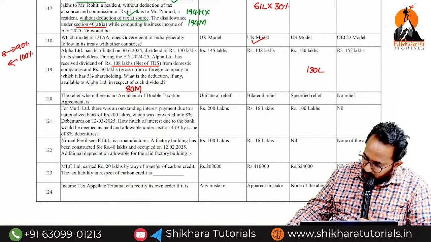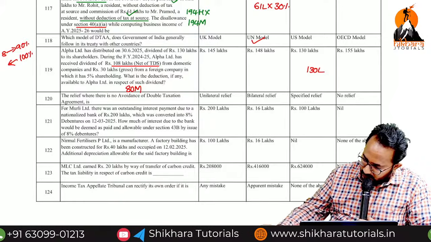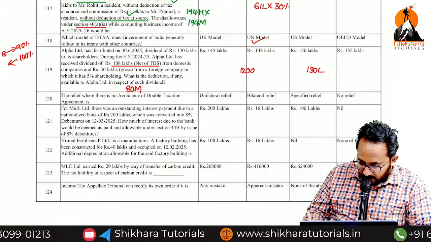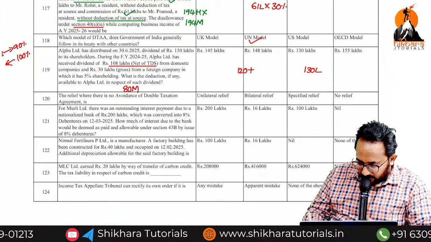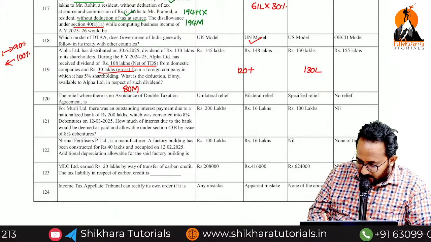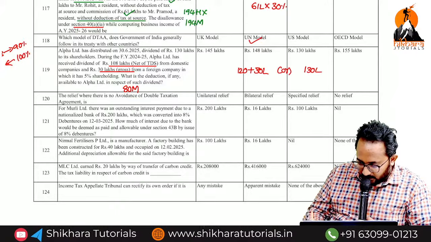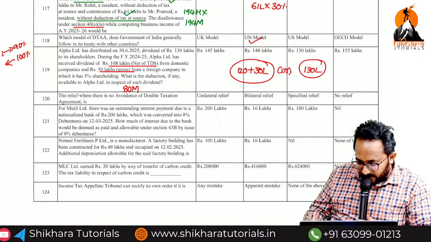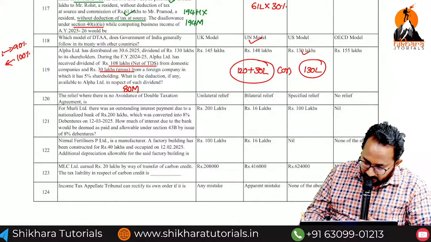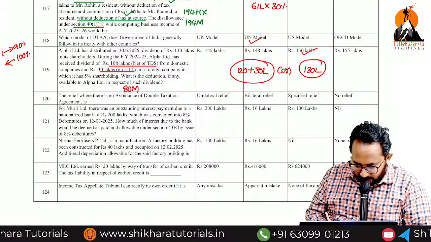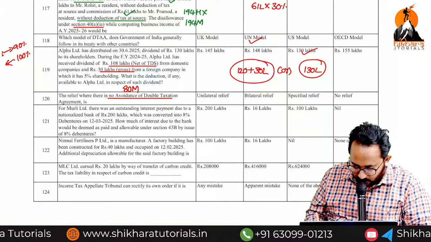108 into 100 divided by 90, 120. Along with this 120, we received one more dividend from the foreign company. Whichever is lower, dividend received or dividend distributed, whichever is lower, 130 lakhs. Next, if there is no DTAA, unilateral relief.